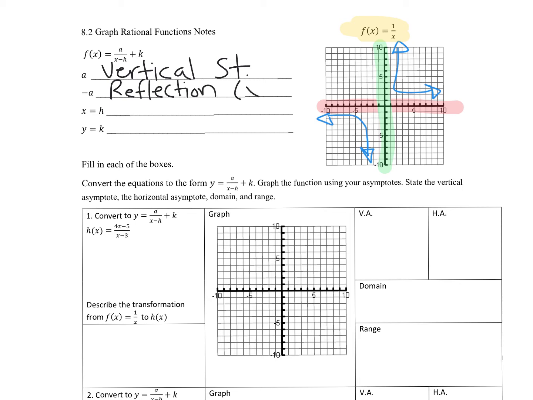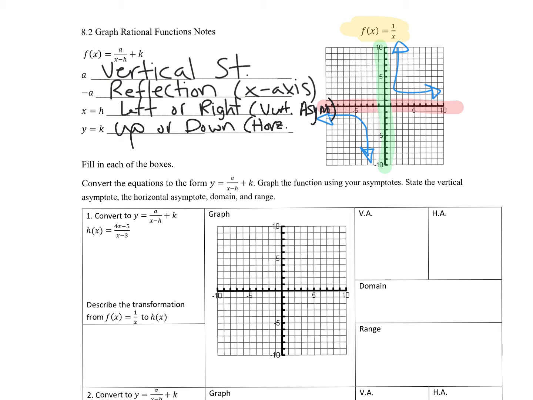Reflection, x-axis. And then the h value actually talks about how we shift things left and right still. So this talks about going left or right, as well as the location of the vertical asymptote. And then, of course, the k value is what tells us we're going up or down, but tells us the location of the horizontal asymptote.